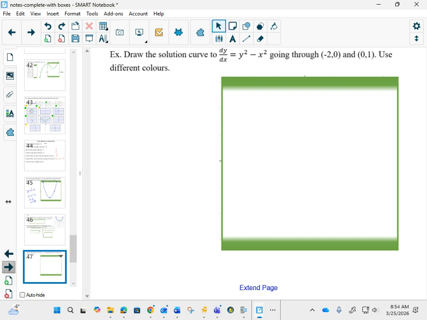So draw the solution curve going through (-2, 0) and (0, 1). These are not the same solution. You're going to have two different solutions. So use one color for one, another color for the other. So we start by just labeling those points on that slope field and then following the curves afterwards. I'll put up the picture in a second, see if your picture looks similar to mine.